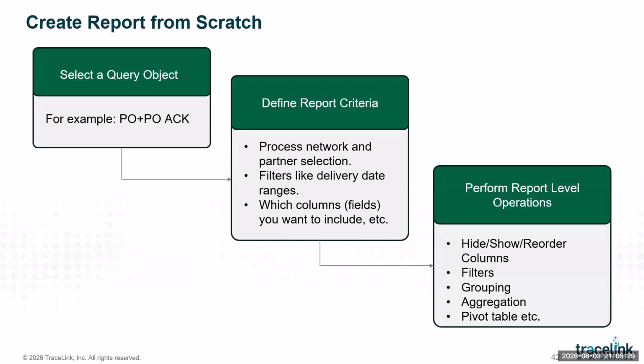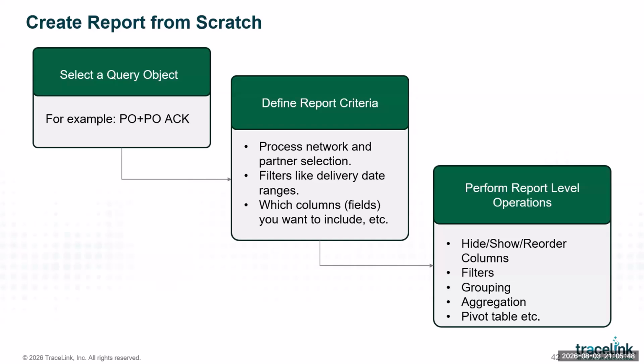First, you select one query object. Next, you define the report criteria. This may include the process network, partners, date ranges, filter columns, report columns, and column mappings. Then, users can run the report and analyze the results.